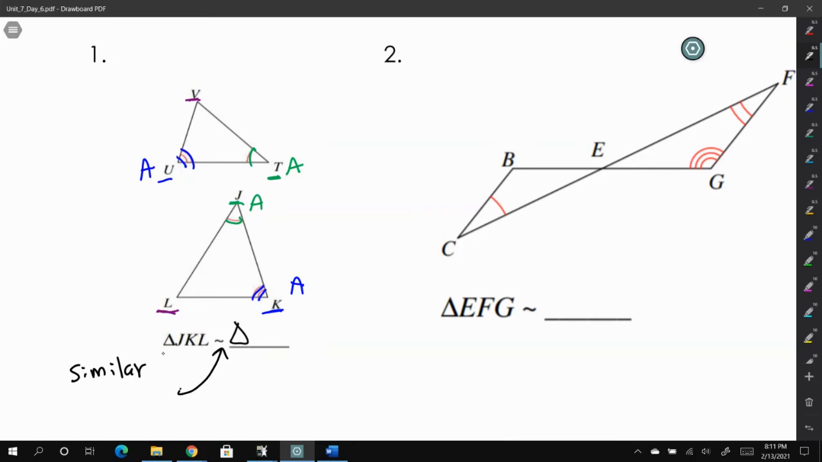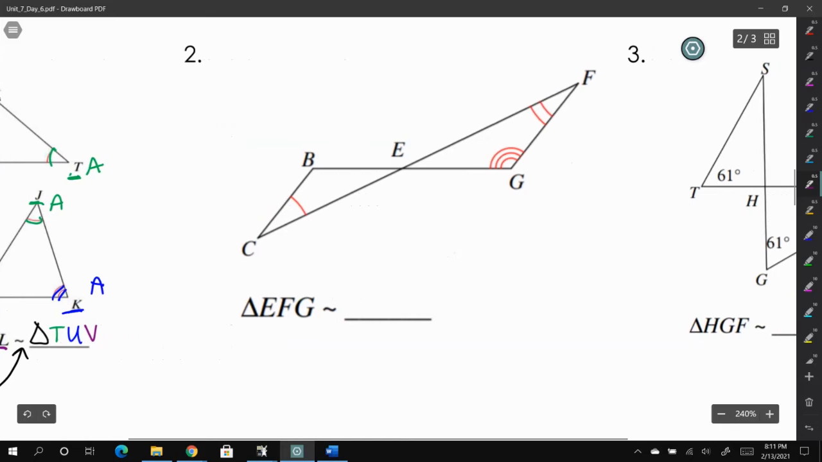J was green, so I have to go with green here. T must come first. Then K was blue, so then I must go to U, and then that means my last one must be V, because L is purple and V was purple. So again, the order does matter.